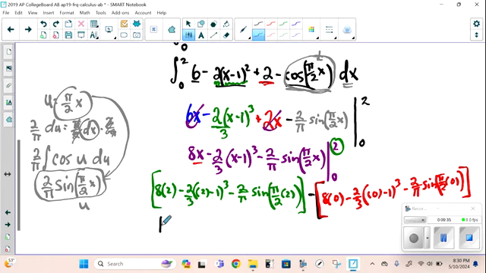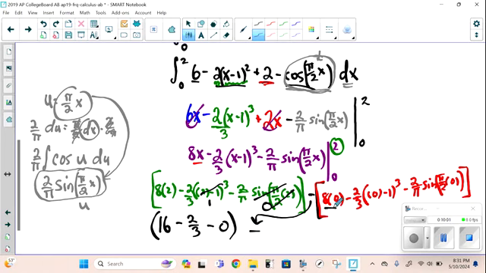8 times 2 is 16. 2 minus 1 is 1. 1 cubed is 1. 1 times 2 thirds is just 2 thirds. Okay. 2 times pi over 2, these cancel. The sine of pi is 0. 0 times anything is 0. That's nice. Woo!